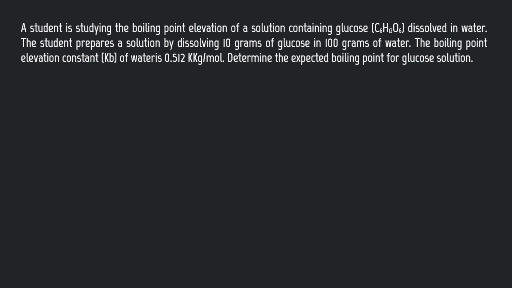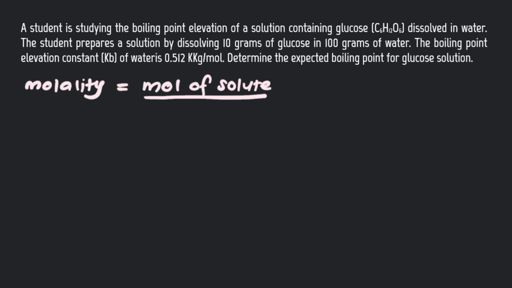So next up, what we are going to calculate is the molality. So molality is equivalent to the mole of solute, which is the glucose that we have calculated just now, divided by the mass of solvent. But remember, this mass of solvent should be in kilograms. So what is the mass of solvent? Your solvent is water, which is 100 gram.